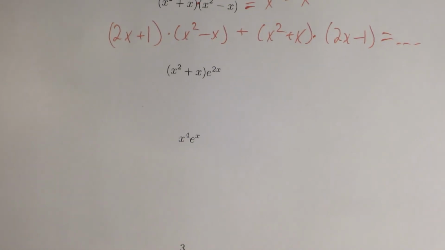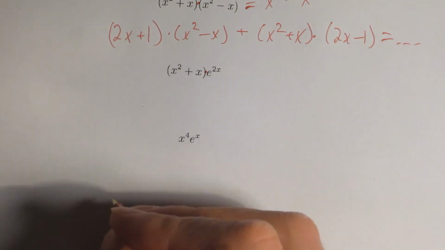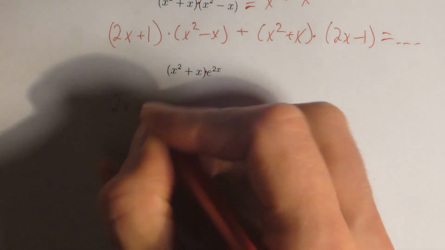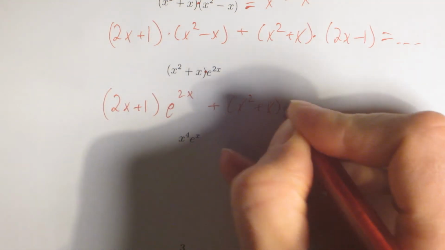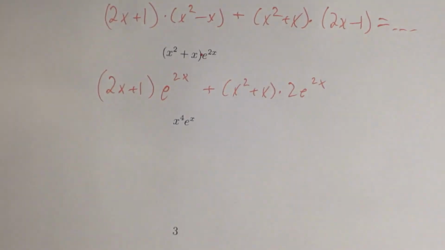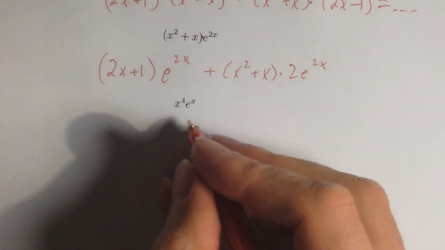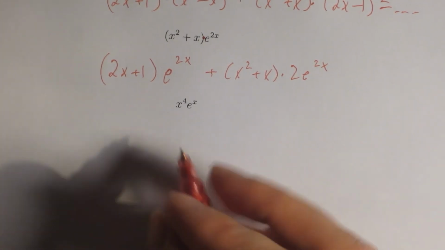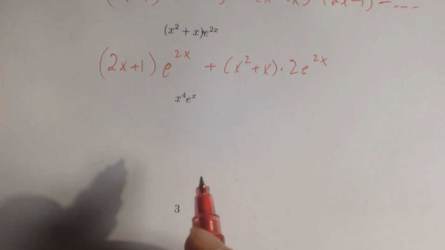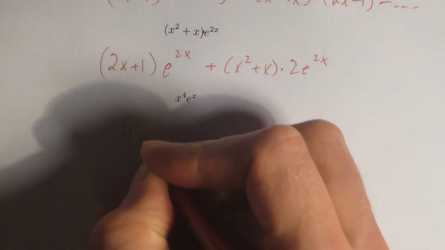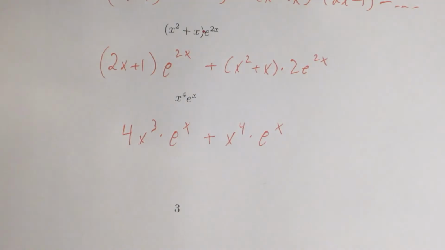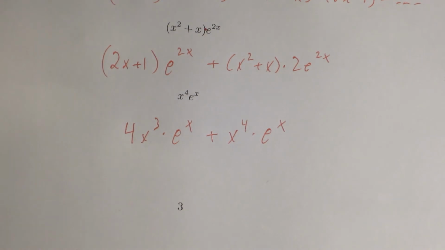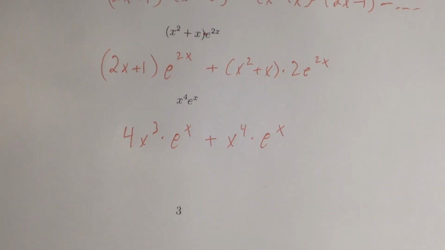Here you have a product again. Please do note hidden multiplication signs. So by the product rule, the derivative is the first function's derivative times the second function plus the first function times the second function's derivative. Same thing here. Again, I stress the importance of using the product rule to differentiate products. You get 4x^3 times e^x plus x^4 times e^x. The difficult part is to spot that you need to use the product rule.